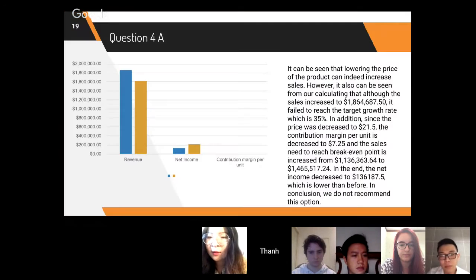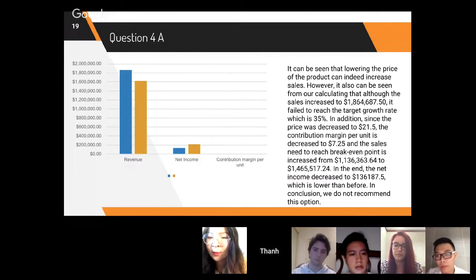It can be seen that lowering the price of the products can indeed increase sales. However, it can also be seen from our calculations that although the sales increased to about $1,800,000, it fails to reach the target growth rate, which is 35%. In addition, since its price was decreased to about $21, the contribution margin per unit is decreased to about $7, and the sales needed to reach the break-even point increased from about $1,100,000 to $1,400,000.